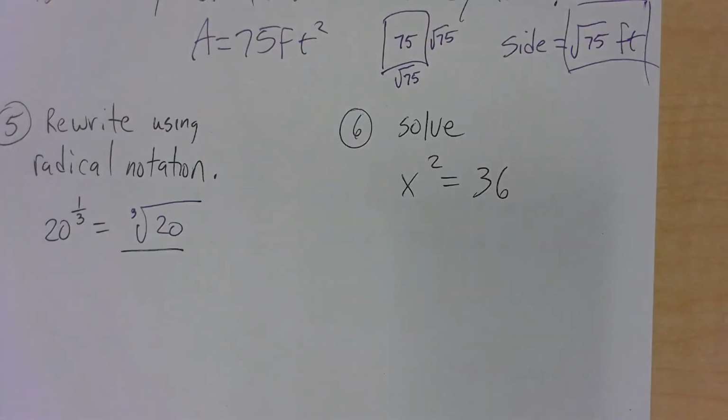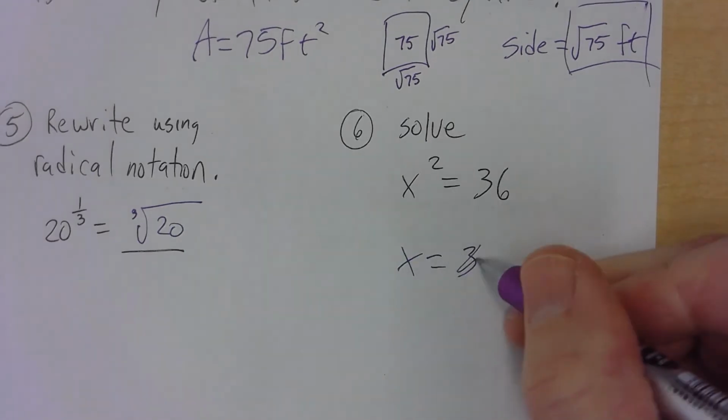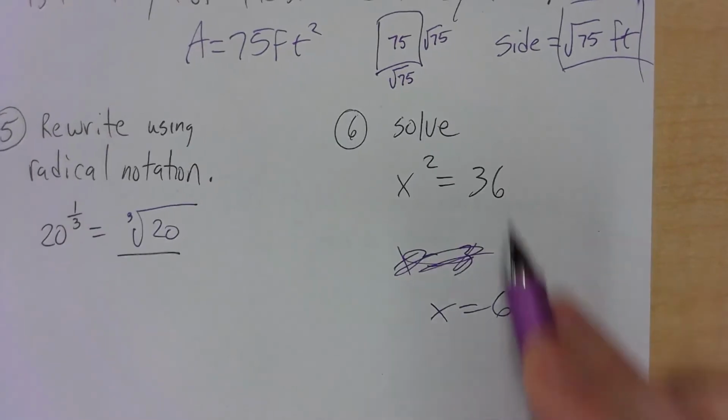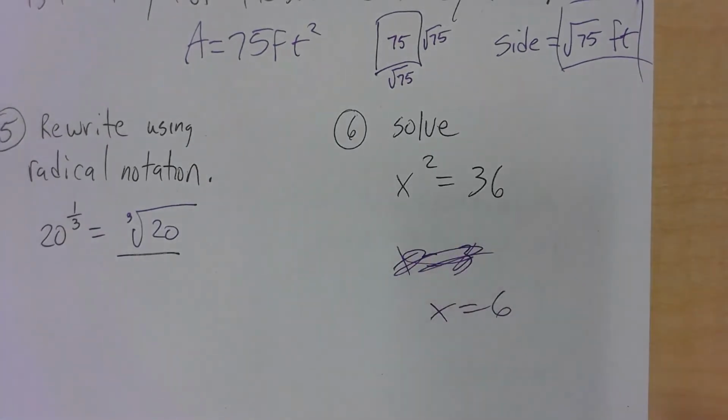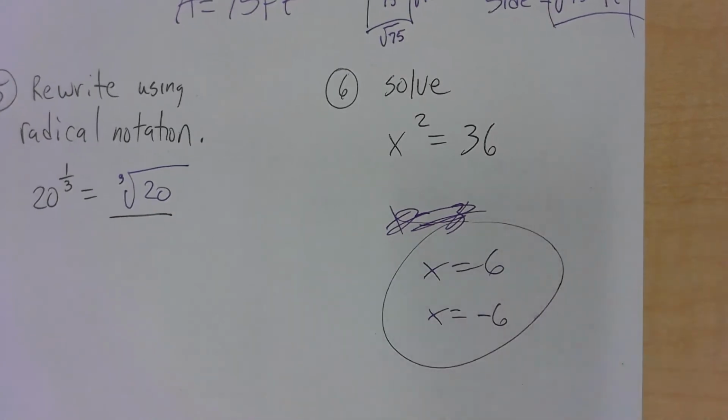Square root is the opposite of squaring. So if you take the square root, you get 30, or not 36. What am I doing? You get 6. So 6 times 6 makes 36. But when you have an equation like this, you also have to consider that a negative times a negative is also a positive. So 6 and -6 are the two answers for that one.